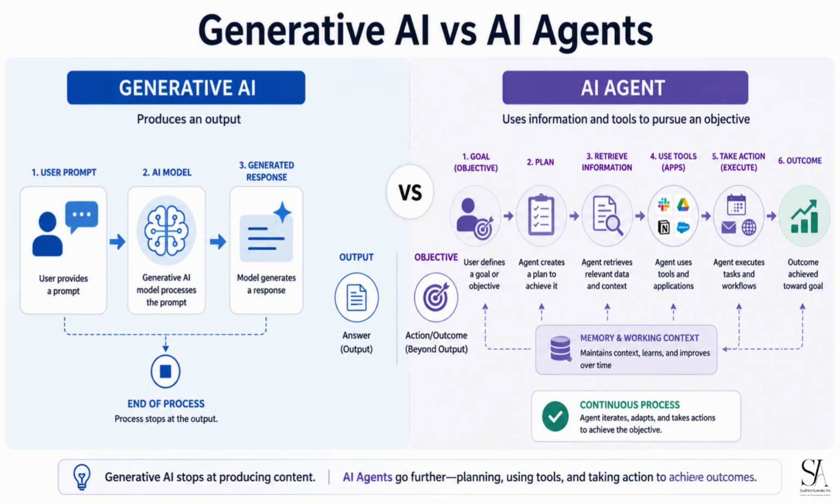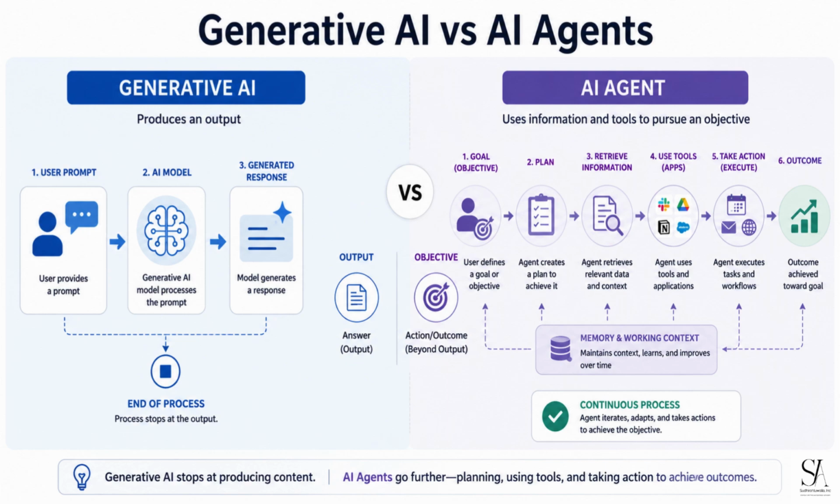An AI agent goes further. It may use a generative model, but it can also have access to goals, working information, tools, applications, retrieval systems, and workflows. Instead of simply producing an answer, the system can use these resources to pursue an objective through a sequence of steps. A simple example illustrates the difference. Suppose you ask a generative AI system to prepare a travel itinerary. It may suggest destinations, hotels, activities, and a possible schedule. The result is an output that you can read, evaluate, and use.